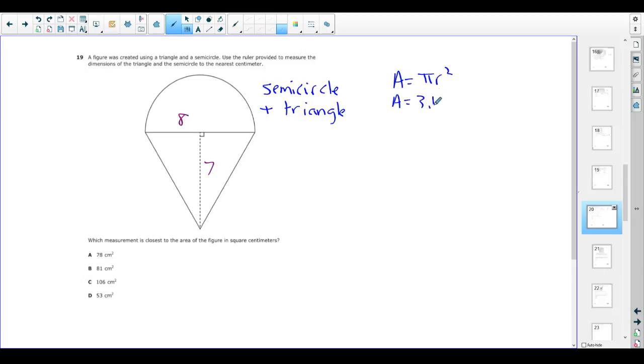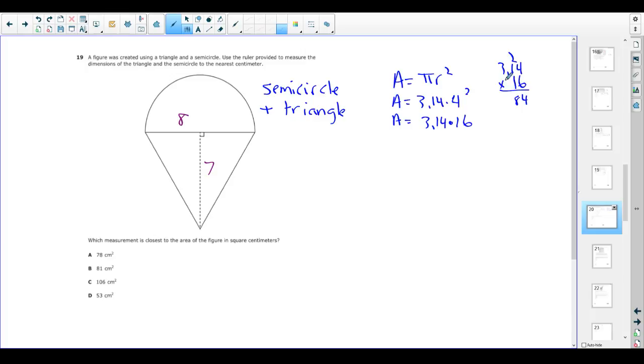We have 3.14 times. Now it's not 8 because 8 is a diameter, so our radius would just be 4, second power. Then we just do math, so 3.14 times 4 squared is 16, 4 times 4. And then 16 times 3.14 we'll have to work out.